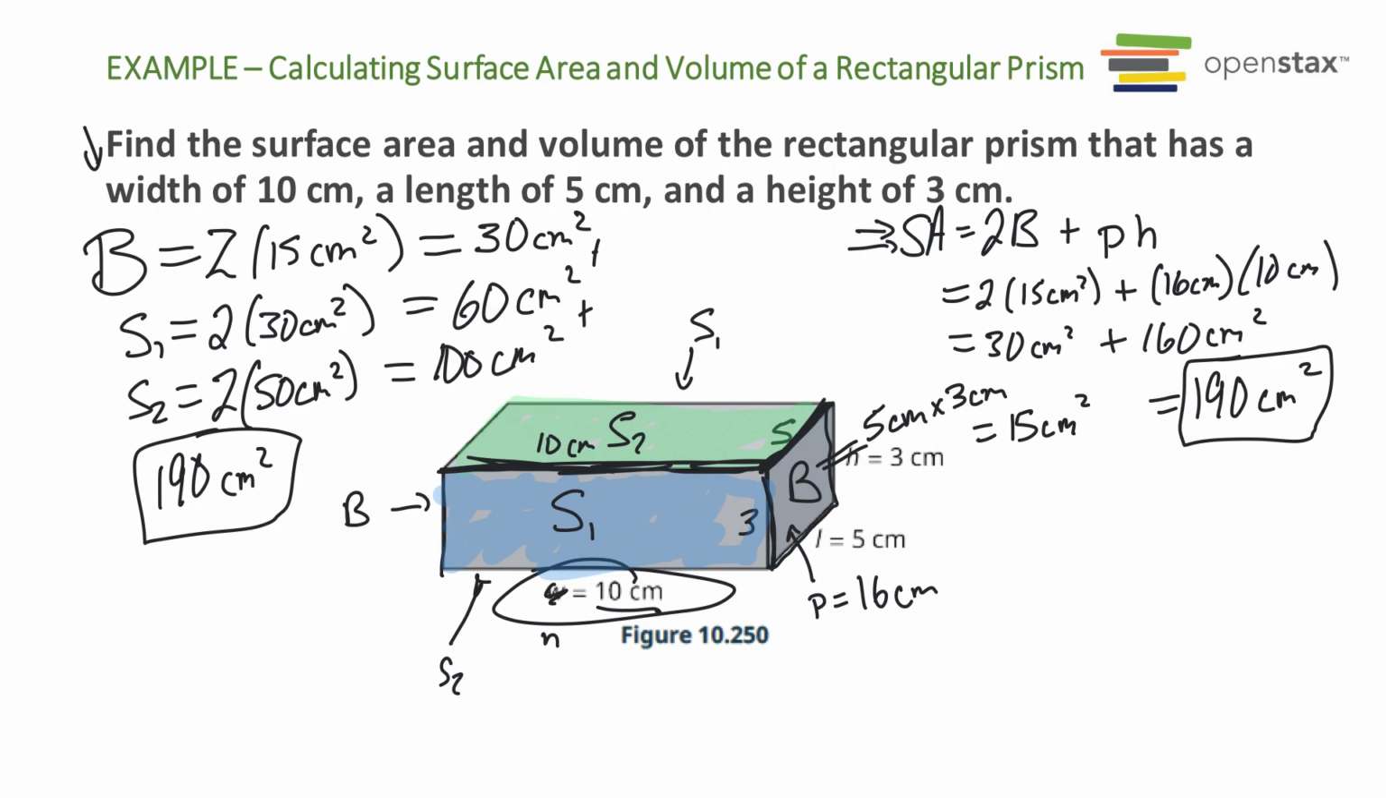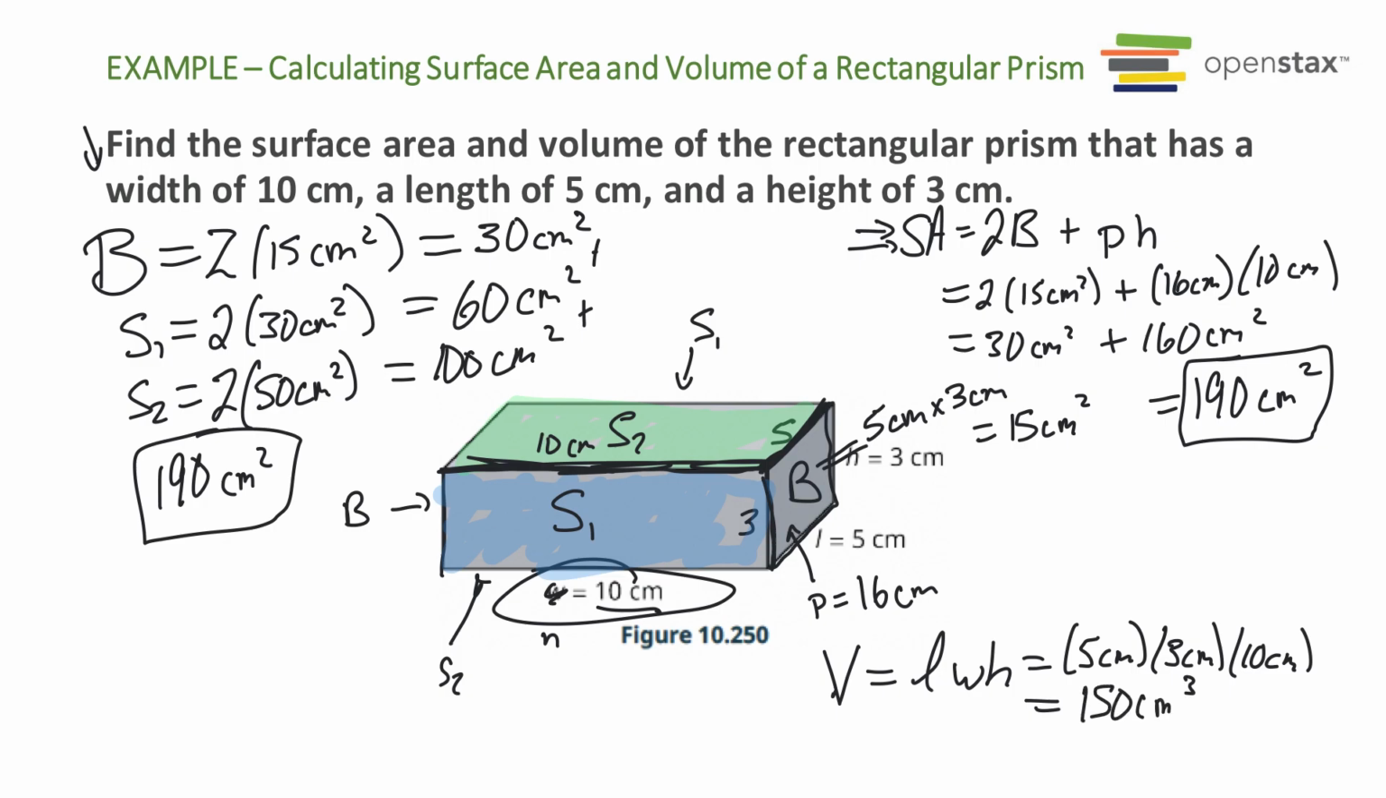you're given. All right, so then finally, let's do volume. There's really only one way to slice the volume, and that's length times width times height. So that's going to be 5 centimeters times 3 centimeters times 10 centimeters. 5 times 3 is 15, times 10. So that's going to be 150 cubic centimeters. And that's it. So our volume is 150 cubic centimeters and our surface area is 190 centimeters, sorry, squared.